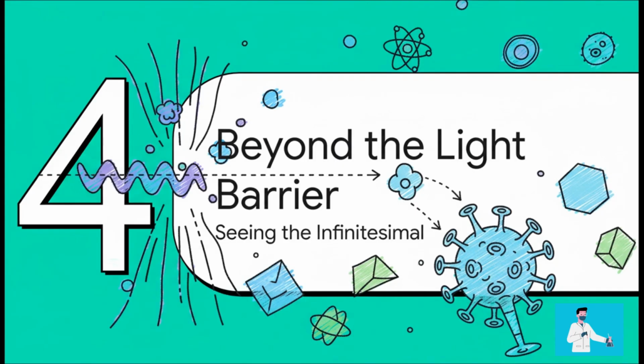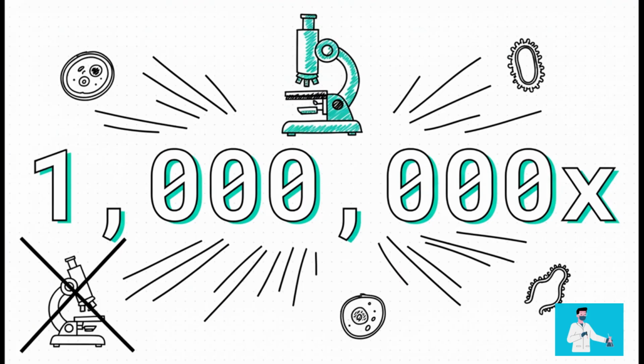For all its power, though, light microscopy has a fundamental physical limit. You literally can't use light to clearly see things that are smaller than about half the wavelength of that light. For centuries, this diffraction barrier meant the tiniest structures, things like viruses, just stayed as blurry mysteries. To see them, we had to abandon light completely. And this is the result.